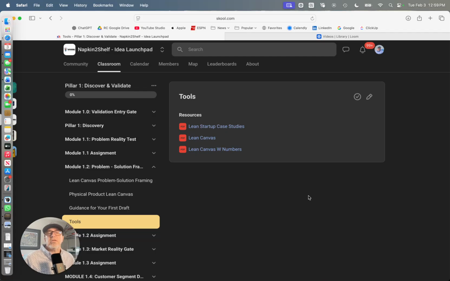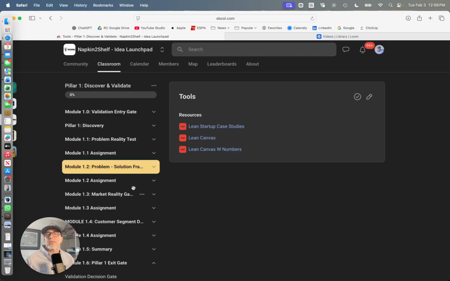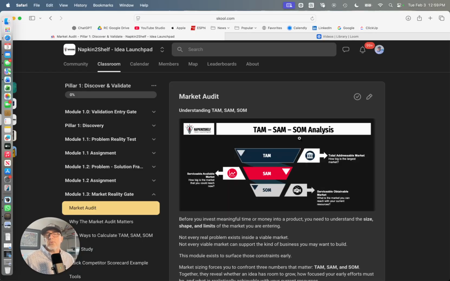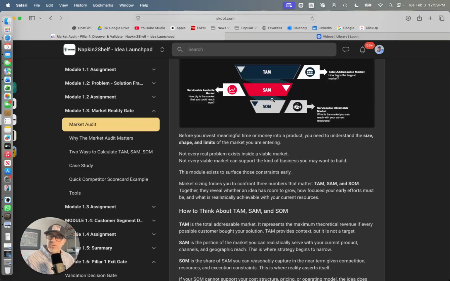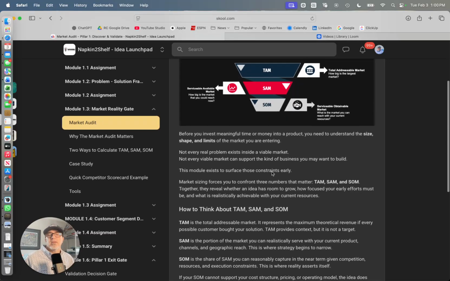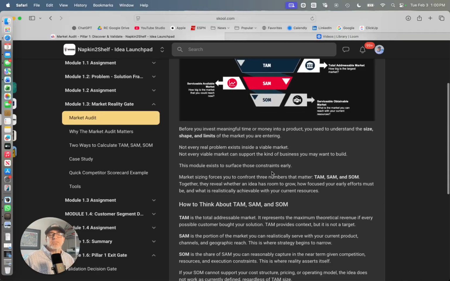The tools you receive are the Lean Canvas itself, blank, the Lean Canvas with numbers, and we also have a few case studies for you. There's an assignment with the Lean Canvas, and you move through the gate into a market audit. So here we're taking a look at the market: the total addressable market, the serviceable addressable market, and the serviceable obtainable market. We call this TAM, SAM, and SOM.